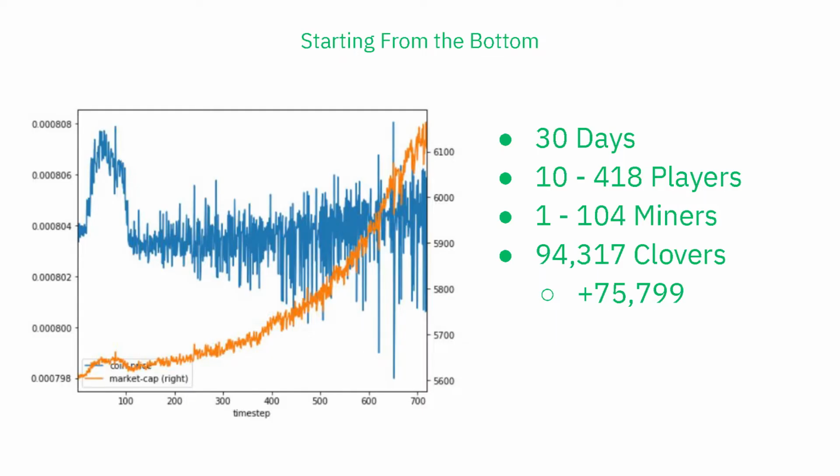So this is the coin price and the market cap. It's kind of hard to read. After 30 days of starting at the bottom, from our rate of player growth, which is maybe already grossly overestimated, it went from 10 players to 400, and from 1 miner to 100 miners. Even if the 400 players is maybe an overestimate, probably 100 miners in that same capacity is as well. And it produced another 94,000 clovers over the next 30 days, an additional 75,000 clovers. So again, if I can start from the absolute worst case scenario and create a system in which people still produce clovers, I would count this as a win.